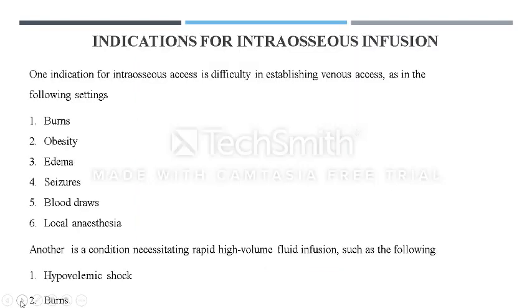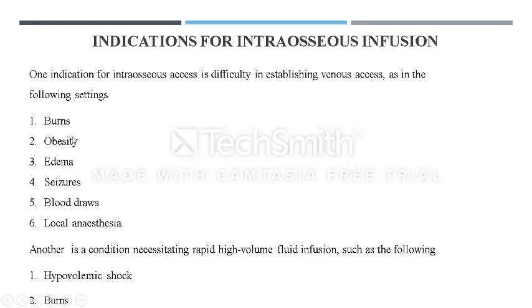Now, what are some of the indications for intraosseous infusion? One indication for intraosseous infusion or access is difficulty in establishing venous access, as in the following settings. So when there is difficulty in establishing venous access, then we opt for intraosseous infusion. One is burns, and obesity, when the patient is so fat that the veins are not visible. Doctors usually opt for intraosseous infusion.